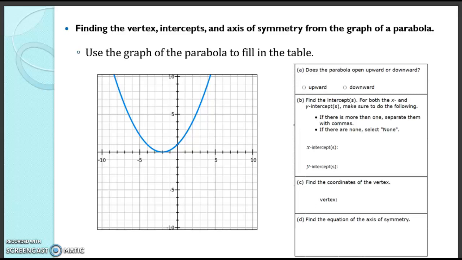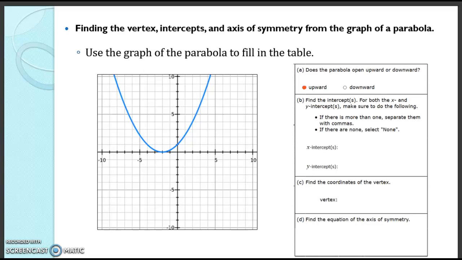Hey everybody! This video will talk about finding the vertex, intercepts, and axes of symmetry from the graph of a parabola. So here we have the graph of a parabola, and we're asked if it opens up or down. Well, here we make like a U shape, and that is opening upward.